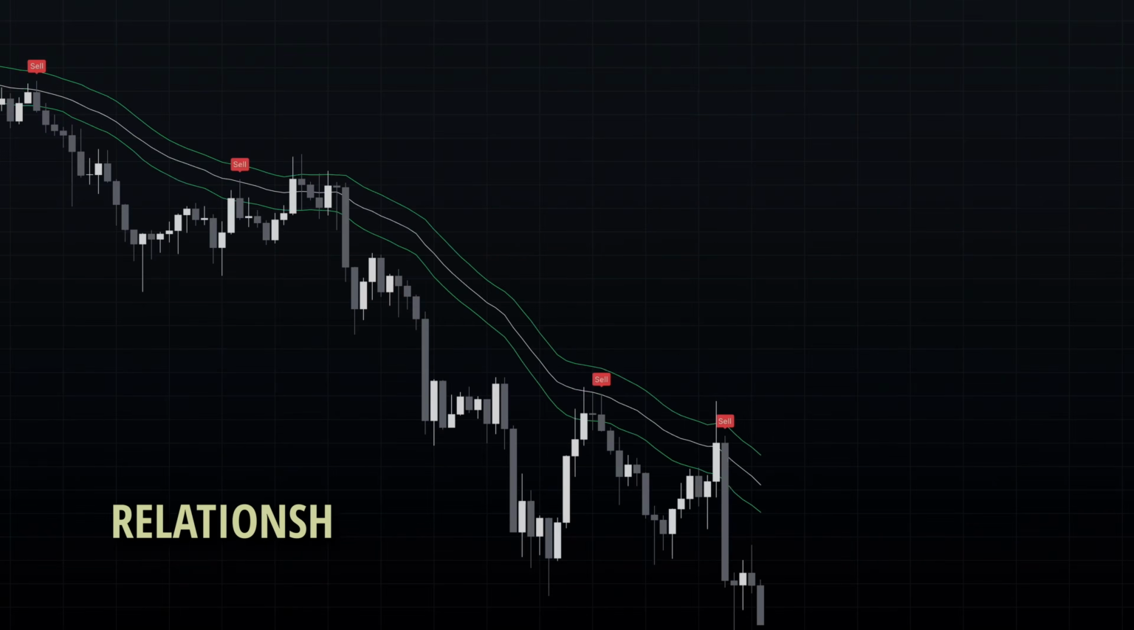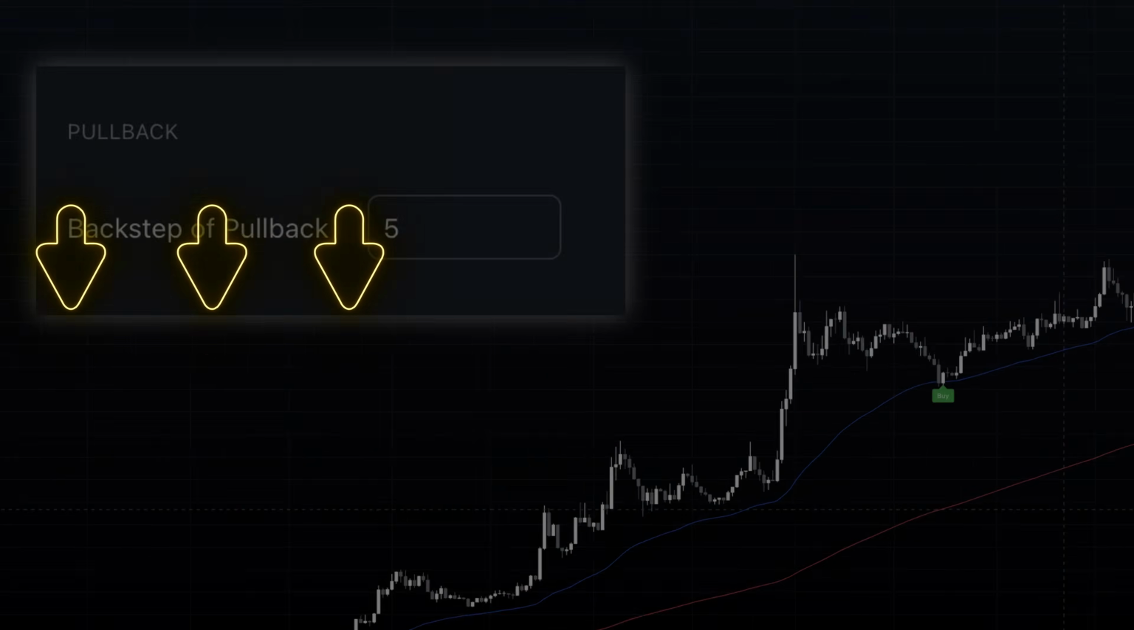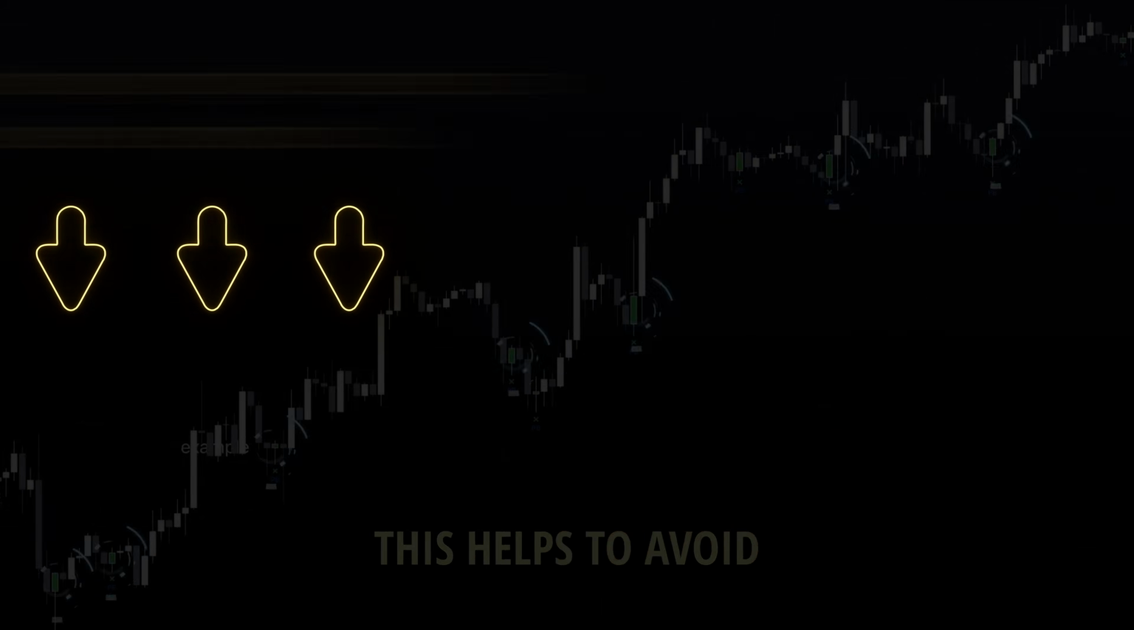Are you searching for an effective pullback tool? In this video, we review 5 of the most powerful pullback indicators available on TradingView.